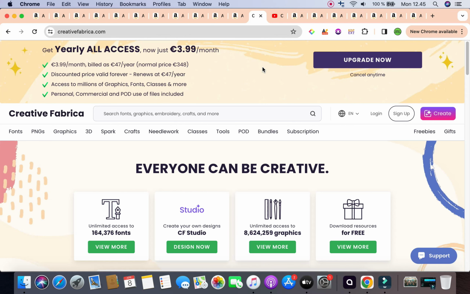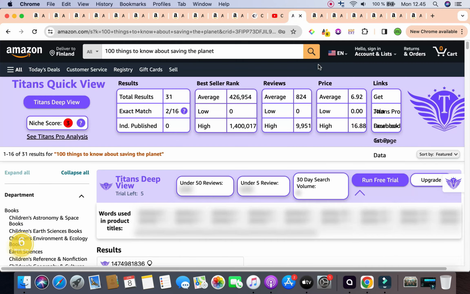Now, let's get started with the first keyword for the day out of the 3. And the first one is 100 Things to Know About Saving the Planet. This is a wonderful book that you can create. And you can also decide to sub-niche, whether it's for adults, whether it's for children as well. The contents, the structure, the layout will differ, whether you want it to be for children or for adults.